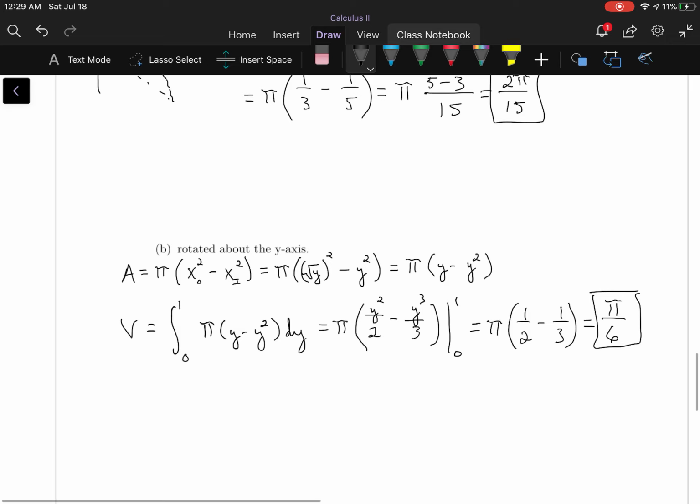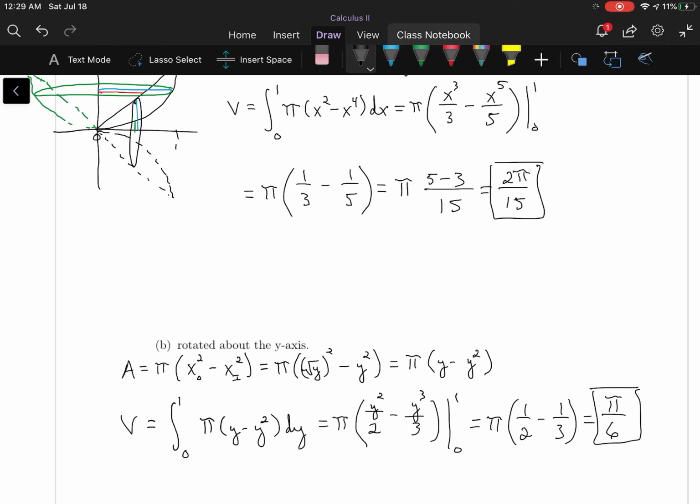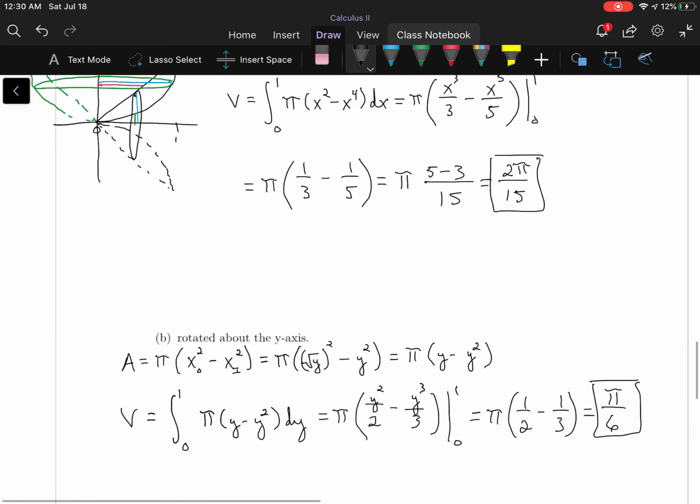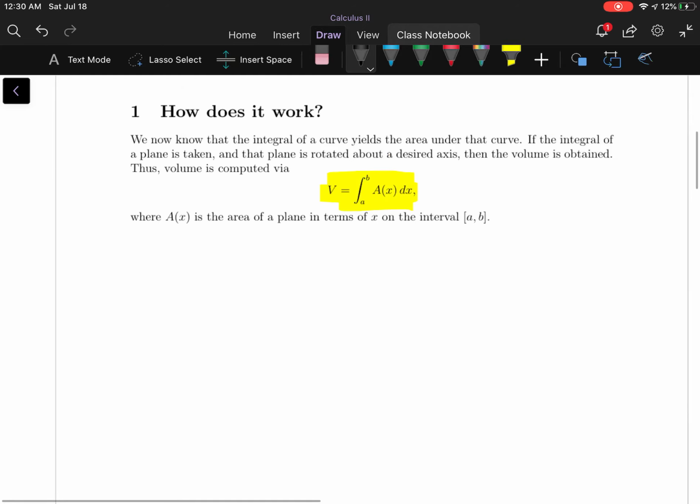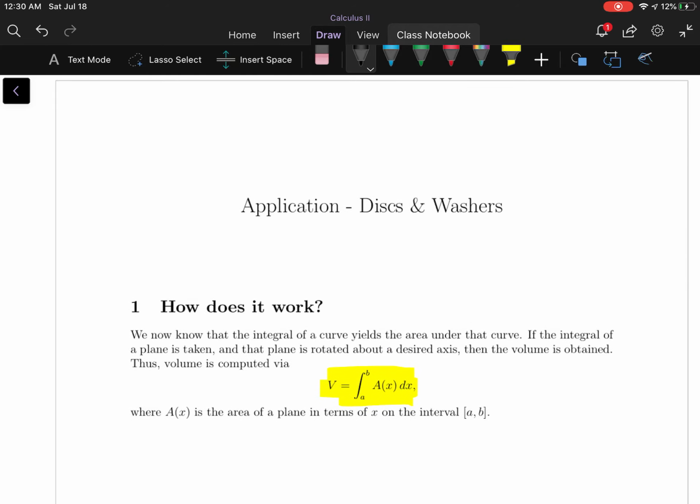So this is a great example of two things. One, to see how to do the volume, whether you have washers in the x direction or the y direction, but also to just demonstrate that maybe intuitively you might have expected the same volume, but the volumes actually differ. And so depending on how you rotate, it does impact the volume more often than not. And that is it for the examples of how to use discs and washers to find volumes.